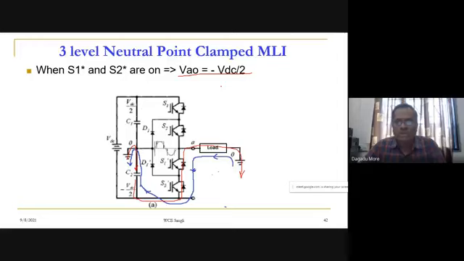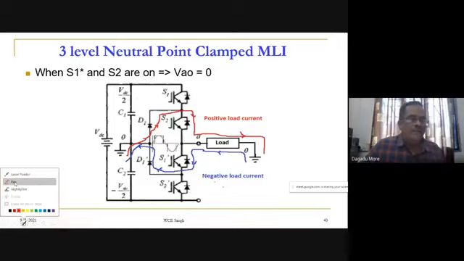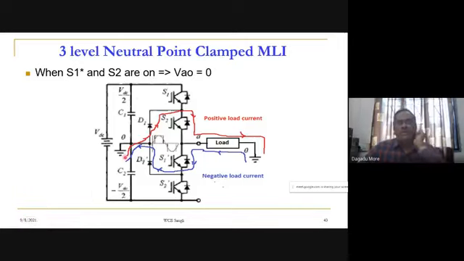Now let us go to our third level. What we have here is that S1 star and S2 are on. S2 is on and S1 star is on. The middle two devices are on, and in that case we have shown it here in red.